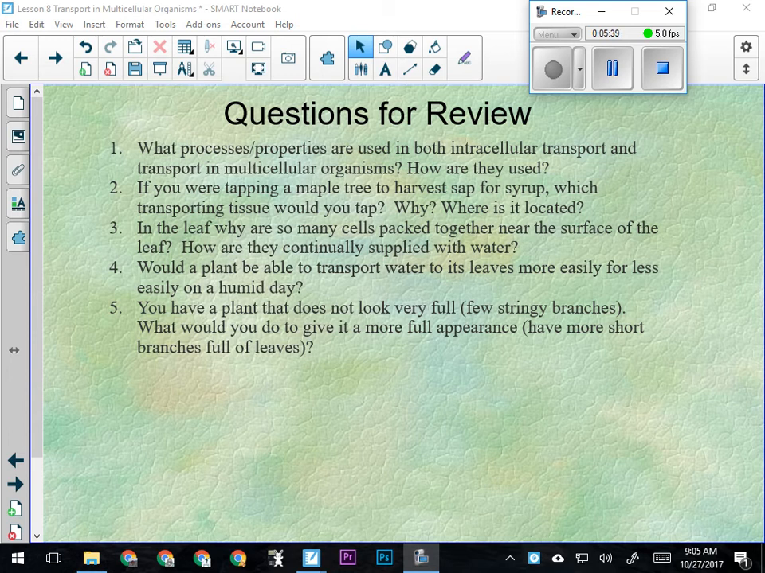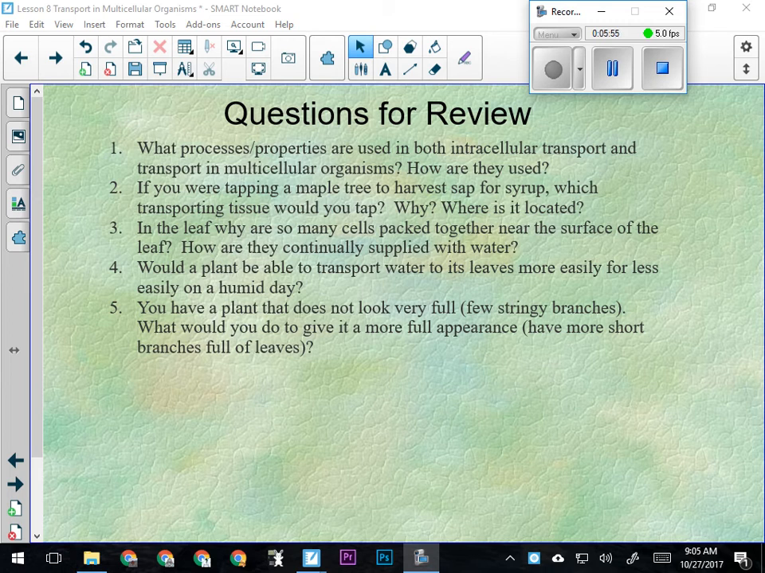All right. If you were tapping a maple tree to harvest sap for syrup, which transporting tissue are you tapping? The phloem. Tapping the xylem will not be something anyone wants to put on their pancakes. It'll just be like runny dirt water. Yuck. Not on my waffles.